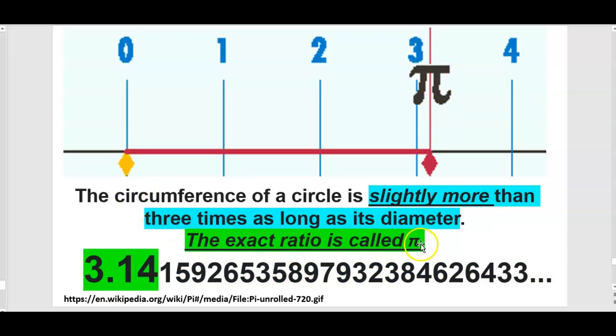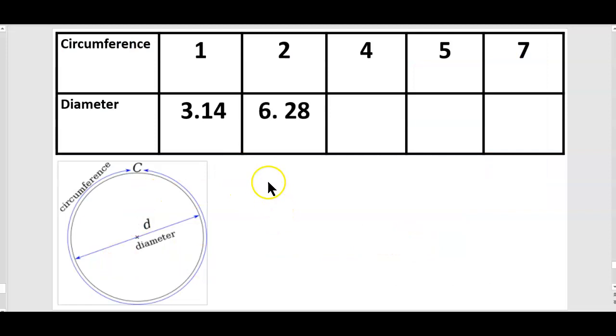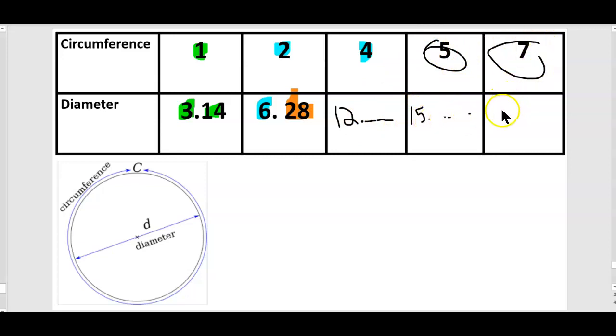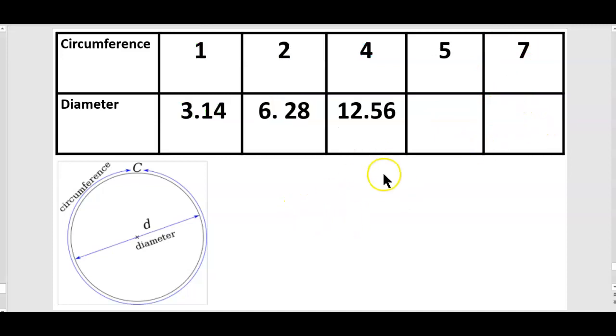So the exact ratio is called pi. And so what about the exact numbers here? You would think that, oh, it's 1 times 3 with a little bit more. It's 2 times 3 with a little bit more. It's 4 times 3 with a little bit more. So this answer we would expect to be about 12 point something. This would probably be about 15 point something. This would probably be close to, so 7 times 3 is 21 point something. Oh, here are the exact numbers. Look at that. So it is close.